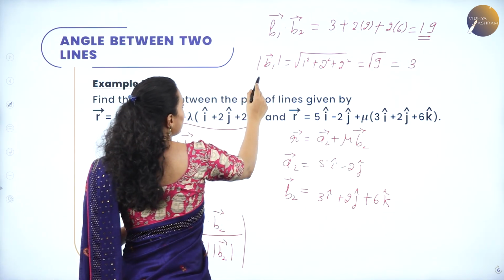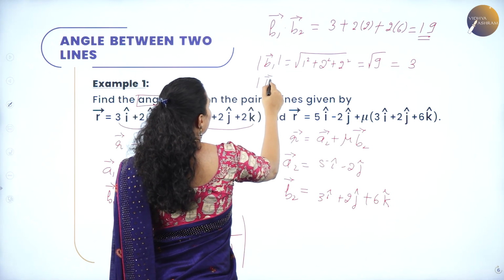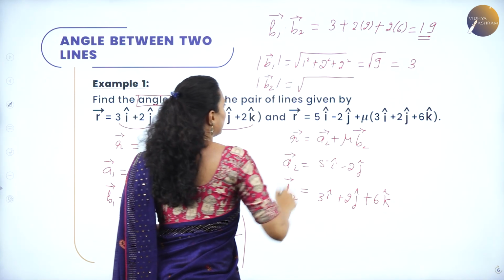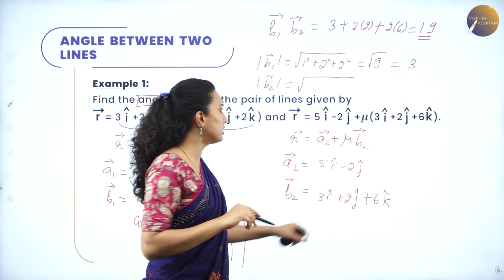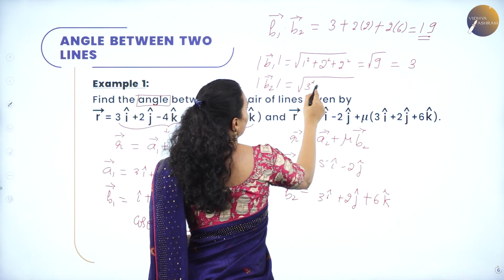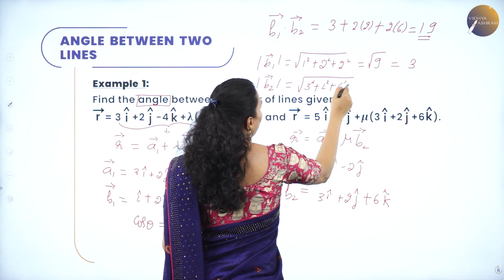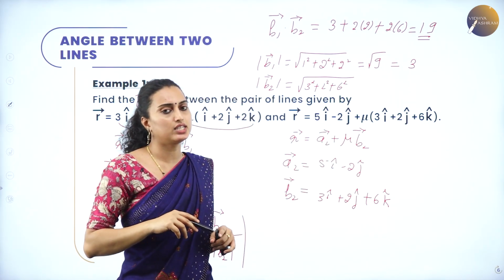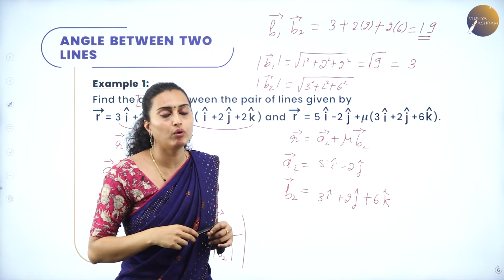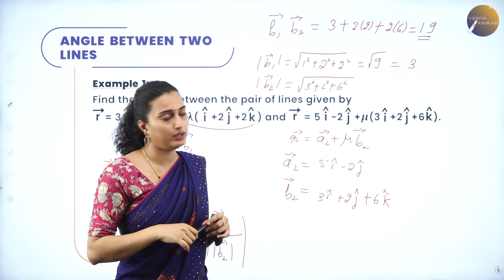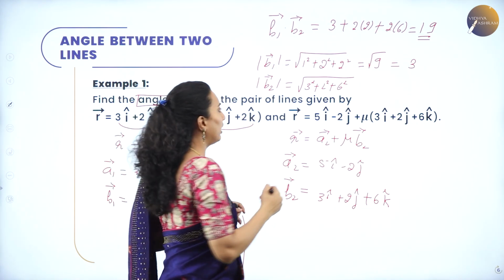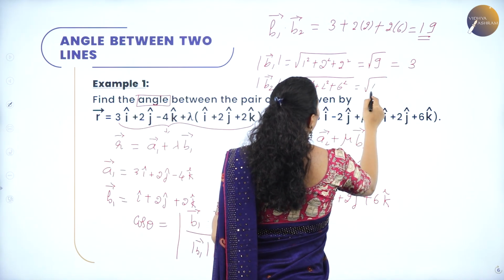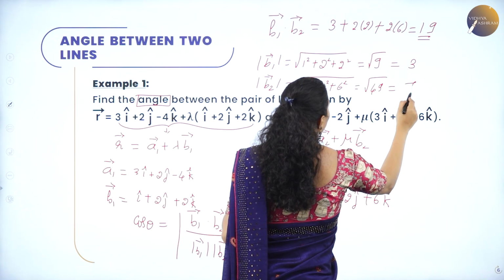Now let me find out, similarly, the magnitude of b2 vector. So you have to take the coefficients of i, j, k in b2. 3 squared plus 2 squared plus 6 squared. Now 6 squared is 36, 2 squared is 4, 36 plus 4 is 40, 3 squared is 9, 40 plus 9 is 49. So the square root of 49 gives you the value 7, right?